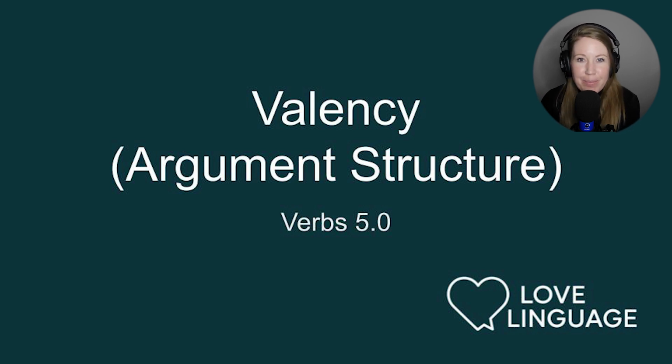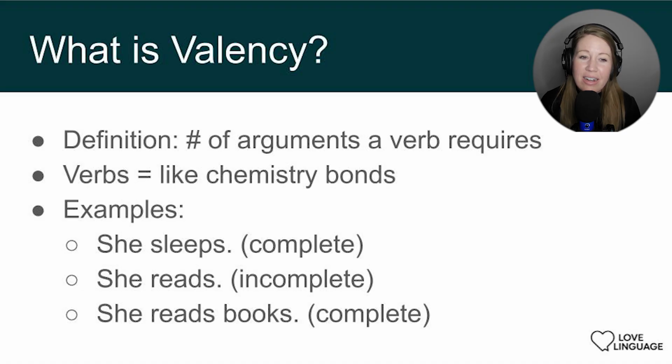So here's the big idea. Just like atoms in chemistry have a certain number of bonds, verbs have a certain number of slots for other words. These slots are called arguments. So these arguments are needed to make a sentence feel complete. Some verbs only need one argument, while others need two or even three. Understanding this helps us see why sentences sometimes feel incomplete or awkward if the verb doesn't get what it needs. The technical term for the number of arguments a verb requires is valency.